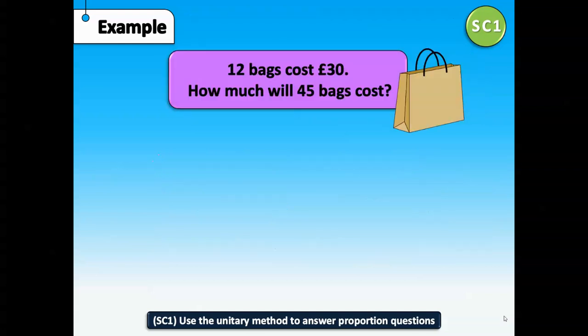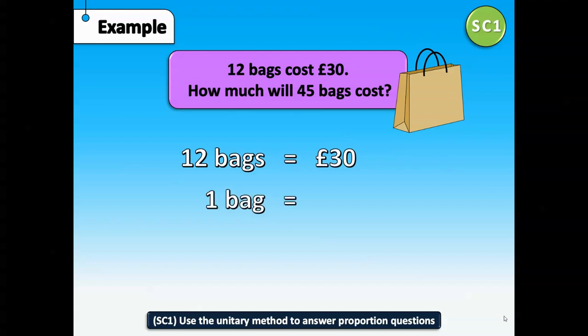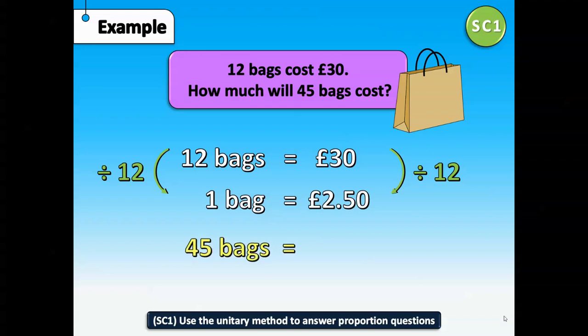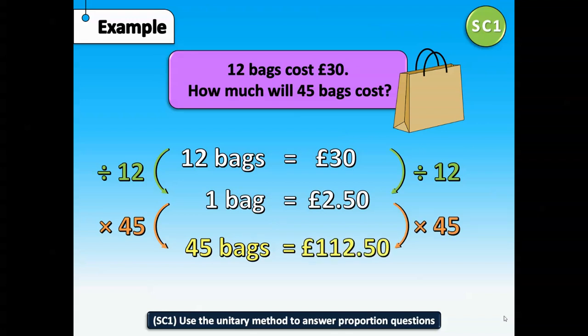Here's another example. If 12 bags cost £30, how much will 45 bags cost? So 12 bags cost £30. So if we work out the cost of 1 bag by dividing by 12, and then we find the cost of 45 bags by timesing by 45. So 45 bags cost £112.50.